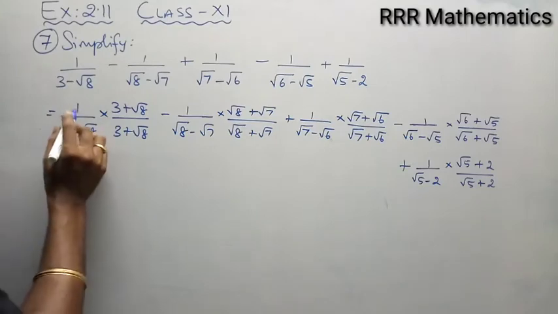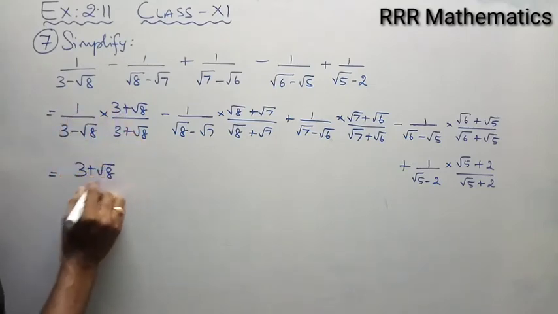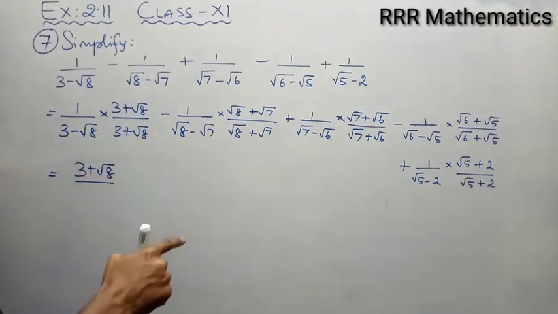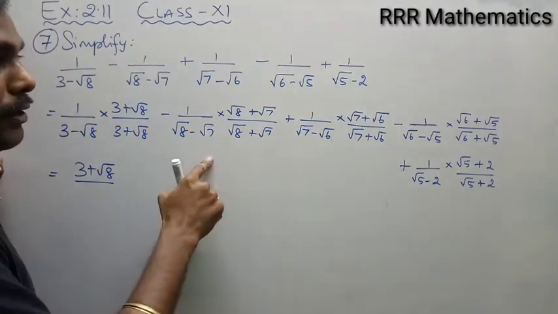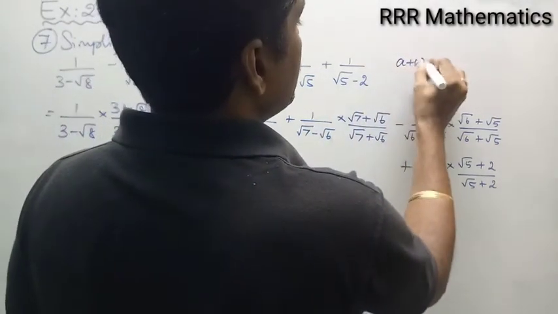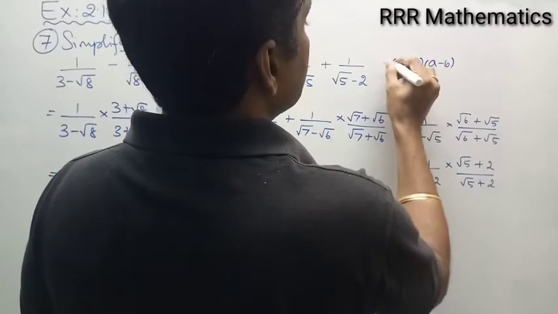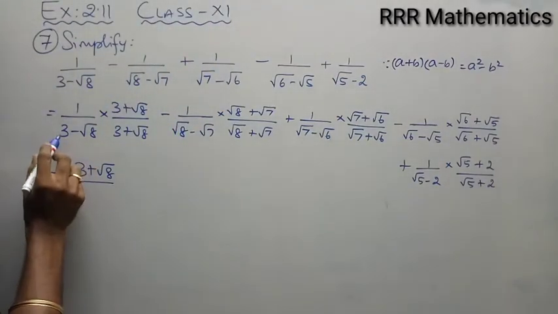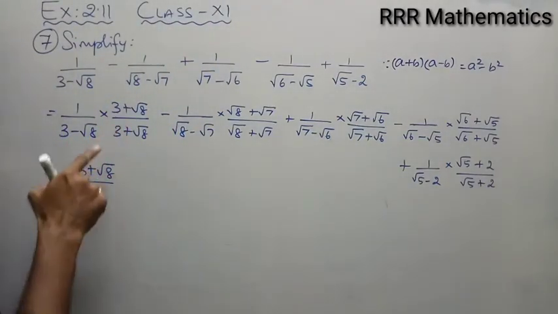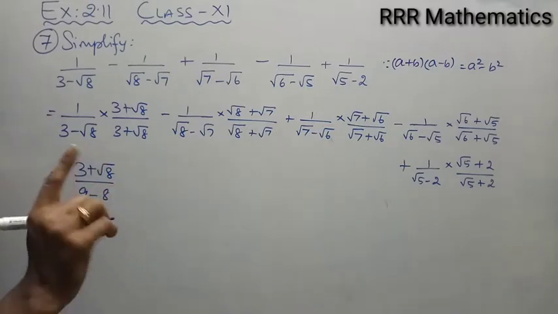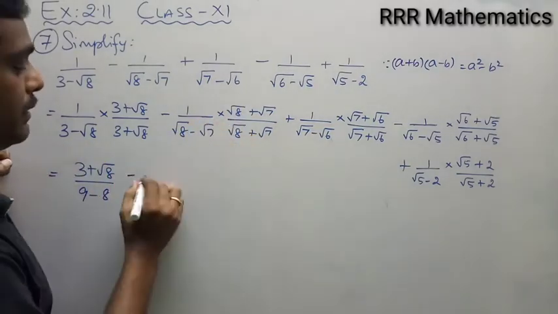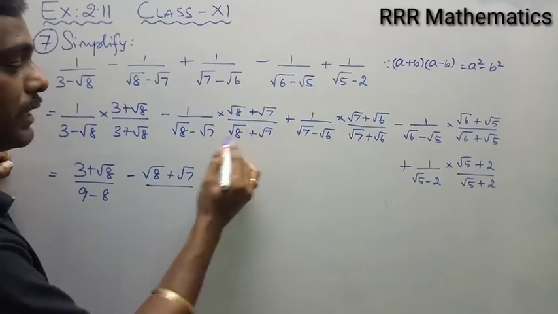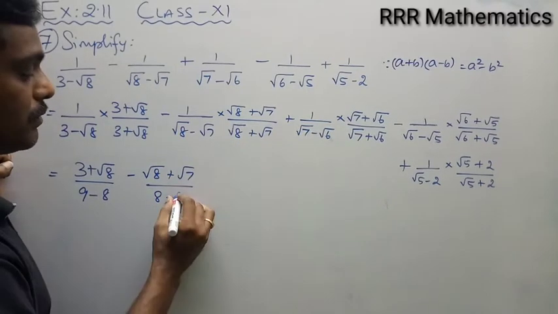Okay. Now 1 into 3 plus root 8 will be 3 plus root 8. In the denominator, A plus B into A minus B gives A square minus B square. So what is A square? 3 square, 9. Minus B square, root 8 whole square, 8. Root into root, the roots get cancelled. Next, minus 1 times root 8 plus root 7, over A square, root 8 whole square, 8, minus B square, root 7 whole square, 7.